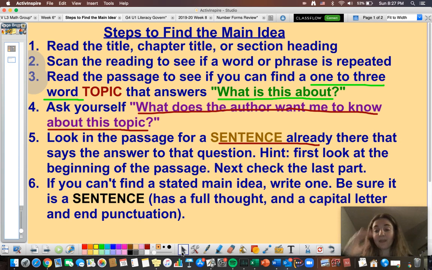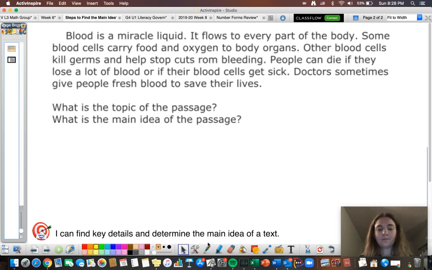It can be at the beginning of the passage, at the end of the passage, or if it's not there, then we have to make our own main idea. We'll have to do that sometimes, but more often than not, we will be able to look for a sentence already there that answers the question, what does the author want me to know? So let's do an example together. I'm going to read this passage and then we'll work through what's the topic, what's the main idea.